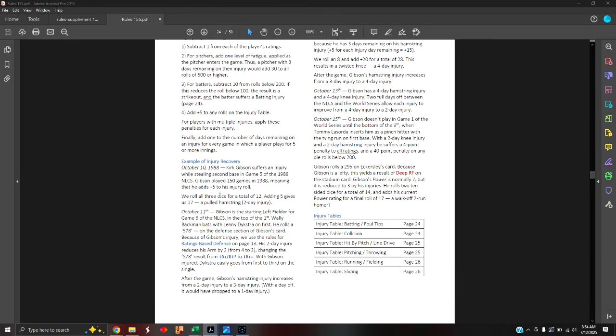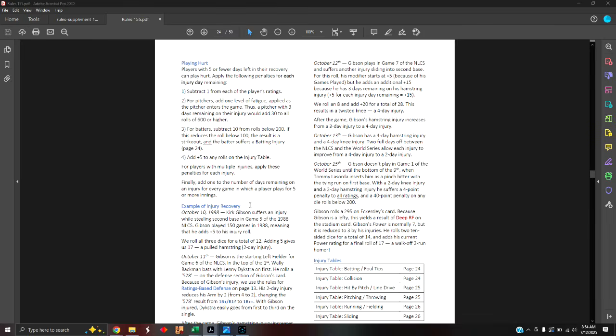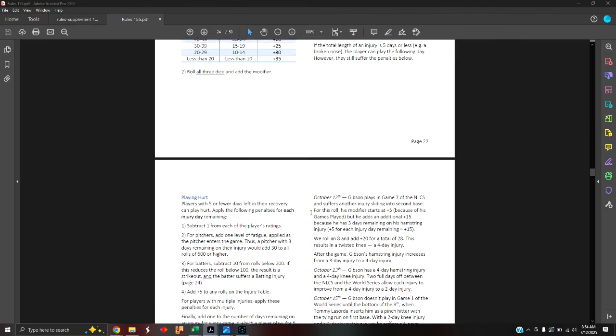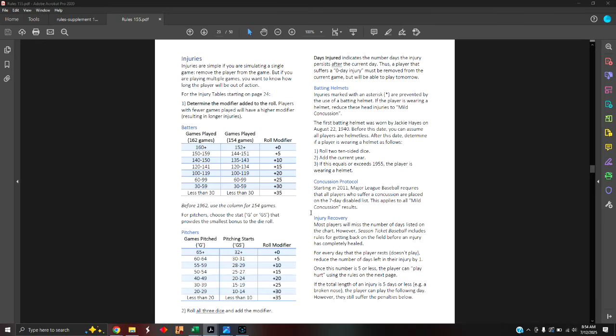And they kind of walk through an example, Kirk Gibson in 1988. Remember, he played injured. He came in and had that clutch home run in the bottom of the 9th of the World Series where he was injured. He came in hobbling, right? Well, it kind of walks you through what that would look like.